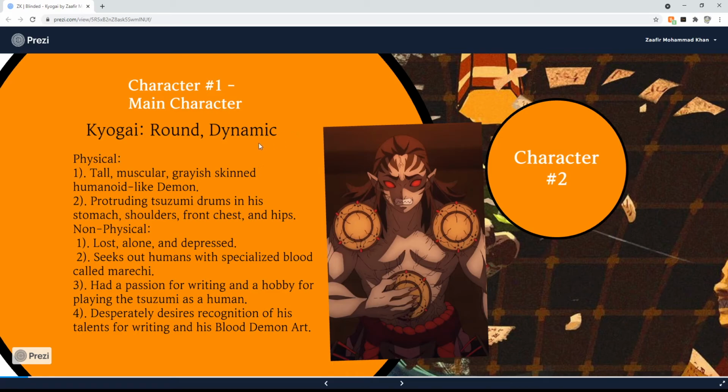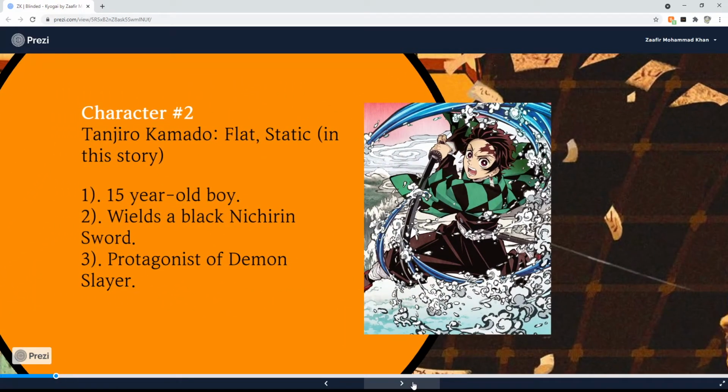He's a round and dynamic character, and some direct characterization would be he's tall, he's muscular, he's grayish skinned, and he's got Suzumi drums in his stomach, shoulders, front chest, and hips. And then there's some slightly indirect characterization, but we'll get more into detail on this later. And there's character 2, who is the antagonist in this story, but protagonist in the original continuity.